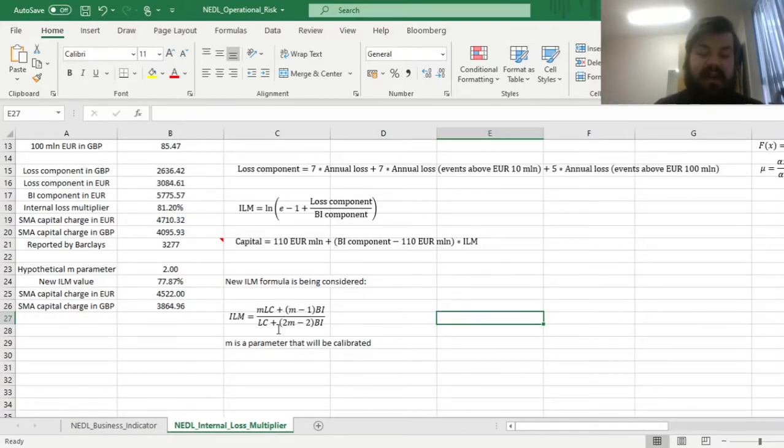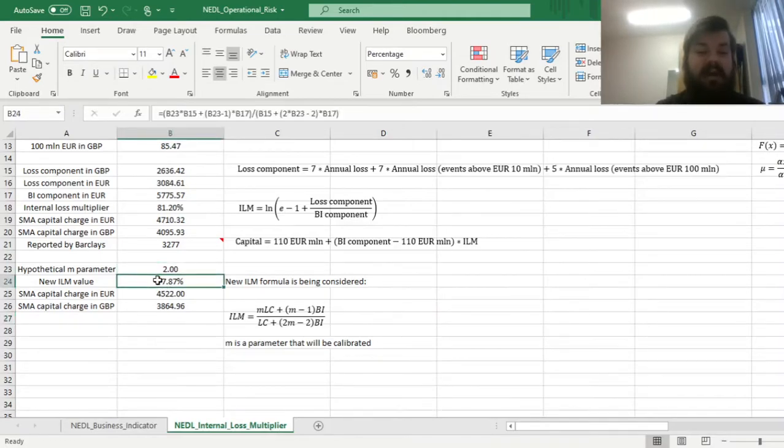And if we assume that this hypothetical parameter would be 2, we can calculate the new revised internal loss multiplier value. We can see that it would be quite similar to the one obtained from this formula, and calculate our capital charges as well. And that's how you calculate the operational risk capital charge using the new standardized approach with the business indicator and internal loss multiplier based on the operational risk event data for your favorite bank.